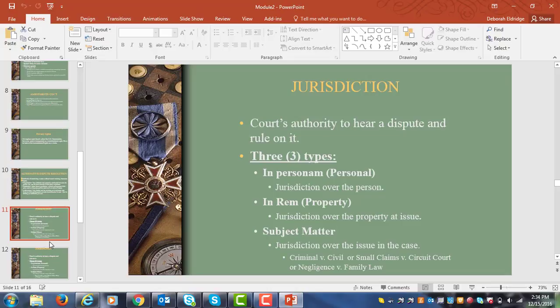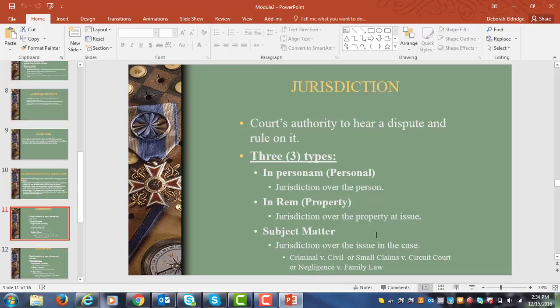So subject matter jurisdiction concerns jurisdiction over the entire subject of the case. What's the case about? Is it a negligence case? Is it a family law case? Is it a criminal case? That's what we're talking about when we talk about subject matter jurisdiction. When we talk about in personam, we're talking about jurisdiction over the parties. Is the party a resident of the state of Florida if the lawsuit is filed in Florida? Is the plaintiff within the jurisdiction of the court? Those things we talk about when we talk about personal jurisdiction.